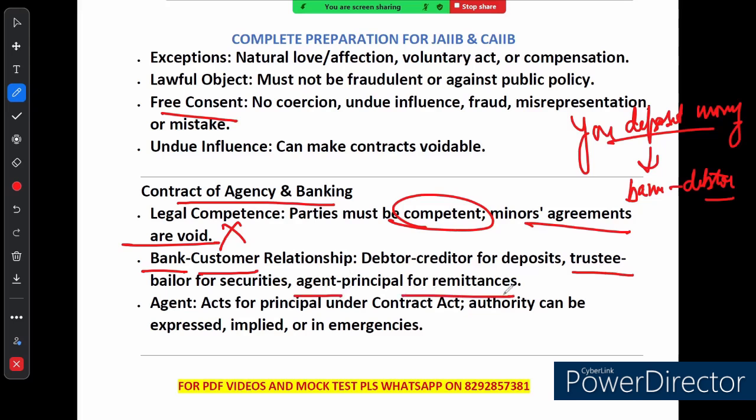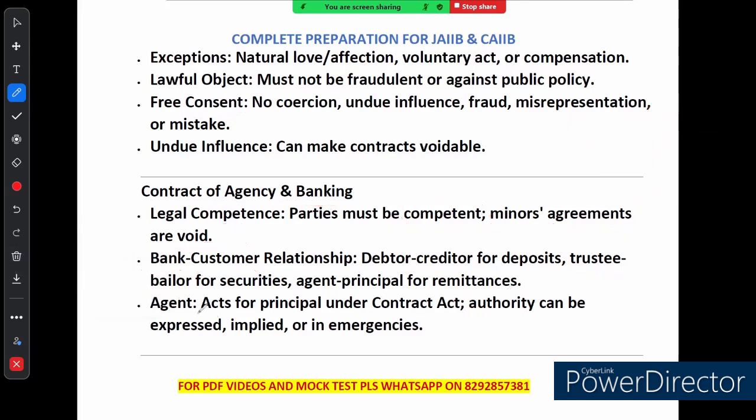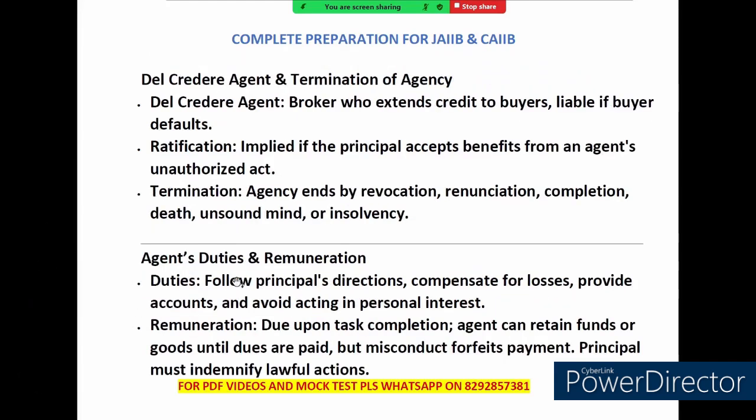So you can see there are different kinds of relationship. Either it can be debtor-creditor, trustee-bailer for securities, or agent-principal. Now do you know what an agent is? An agent is someone who acts on behalf of another person, called the principal. The agent's authority can be given directly, indirectly, or in case of emergencies. So that is about the basics of contract in banking. Now let's move on to the next slide.